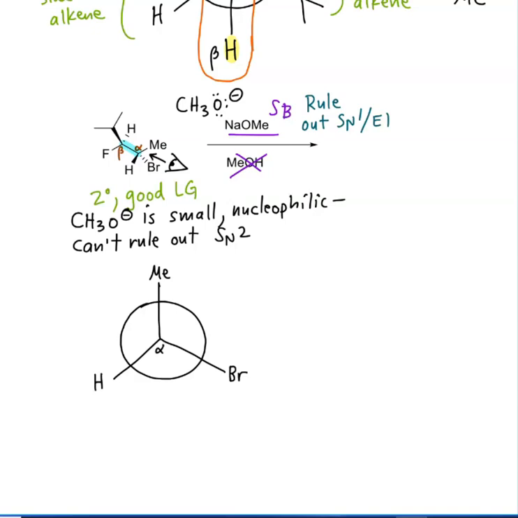On the back carbon, which is the beta carbon, there's a fluorine pointing straight down. The beta hydrogen is to your right. And then anti to the bromine is the isopropyl group.